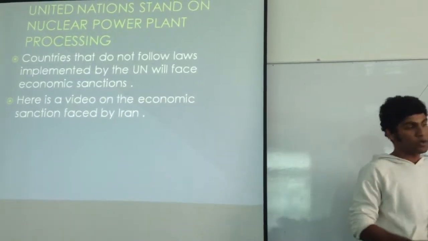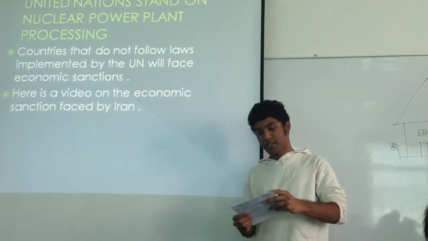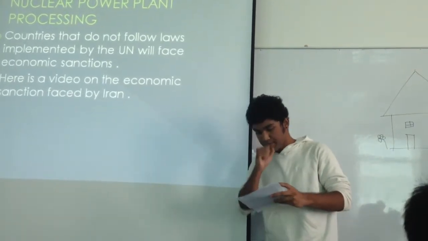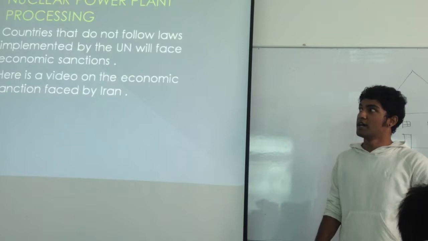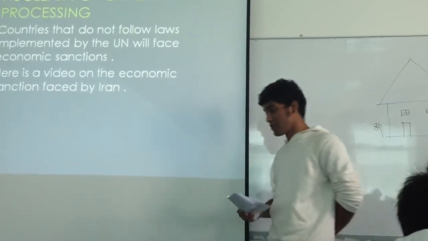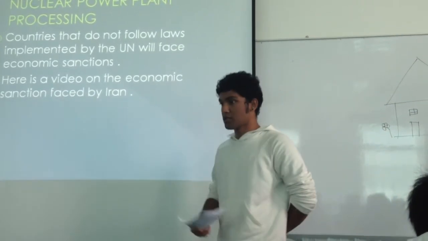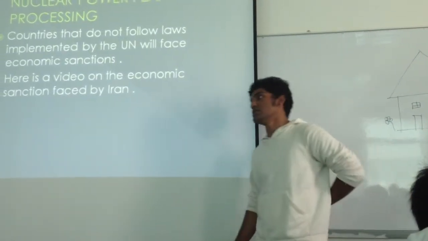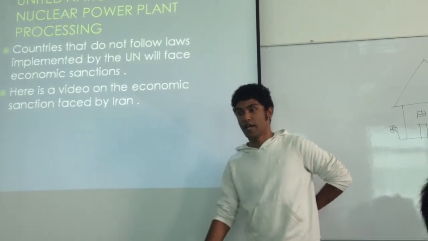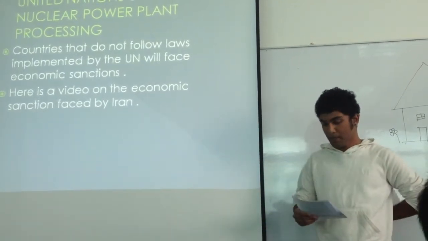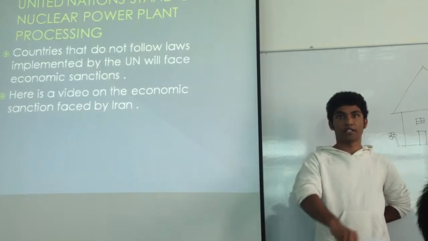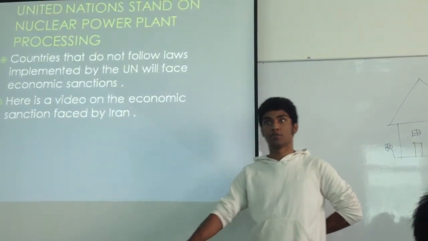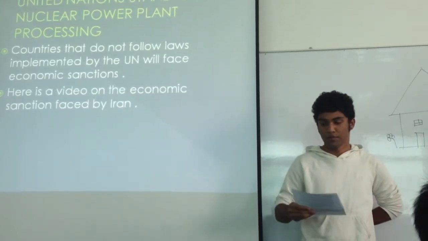Okay, I'm going to talk about the United Nations stand on using nuclear energy. The United Nations has been skeptical of the use of nuclear energy because of the fear of nuclear proliferation, which is the use of nuclear energy as a weapon. America is an example of a country that does not reprocess its nuclear waste because of nuclear proliferation.